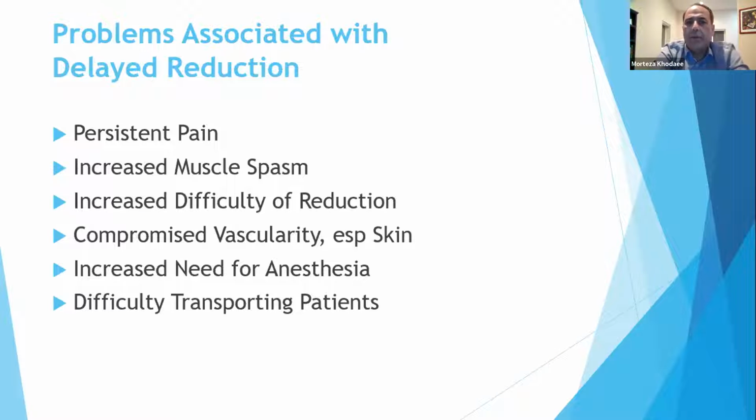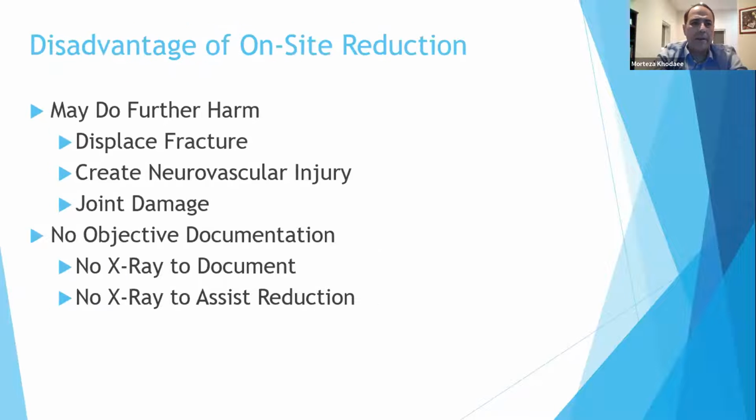What are the problems with delayed reduction? Obviously, the patient develops a significant amount of pain. They develop muscle spasm, and the reduction is much more difficult. They may have some compromised neurovascular structures, and they most likely would need more anesthesia for reduction. And the transportation of the patient would also be very difficult because the patient is in a lot of pain.